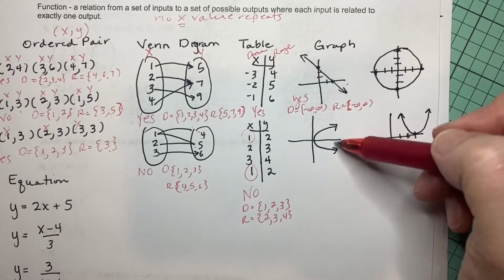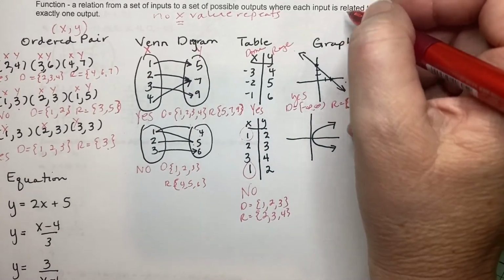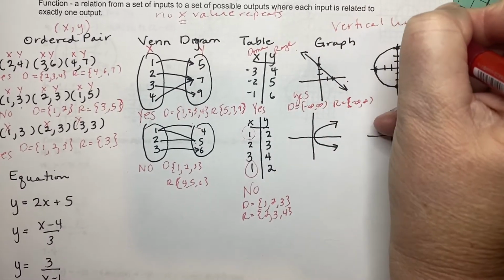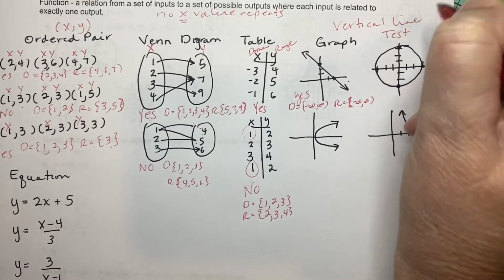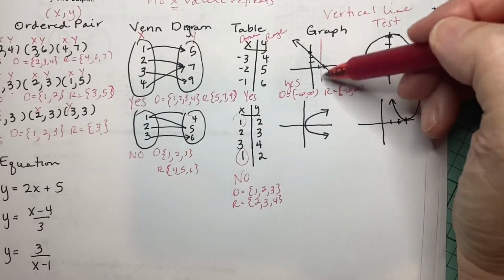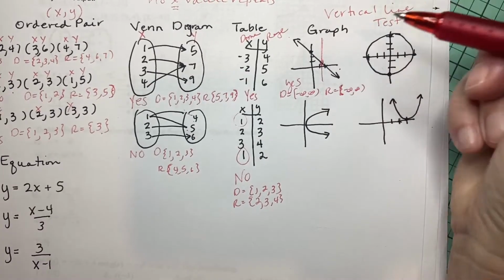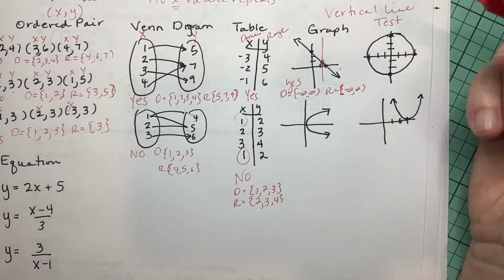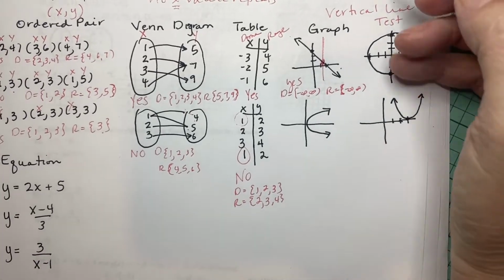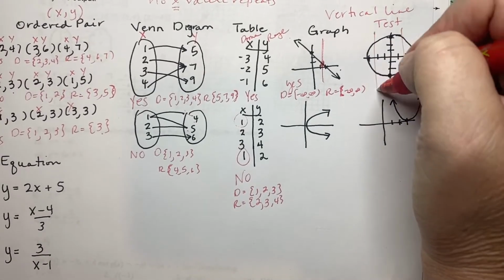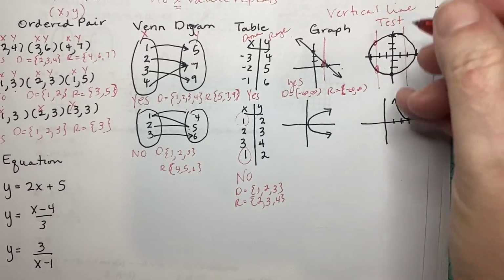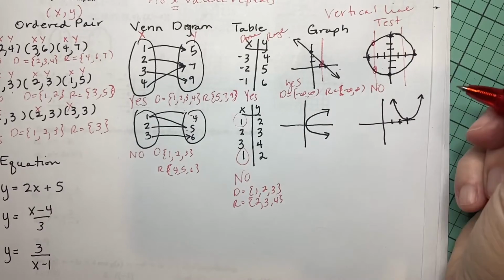But the quickest way to do graphs is what they call the vertical line test. And so that means if you draw a vertical line anywhere on this graph and it only hits it 1 time, then yes, it's a function. If it hits it more than 1 time, 2 times, then no, it's not. So do you see this? If I draw a vertical line anywhere in this graph, it touches it 2 times. And so that means that no, this is not a function.